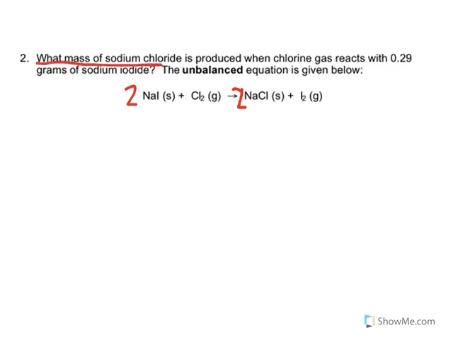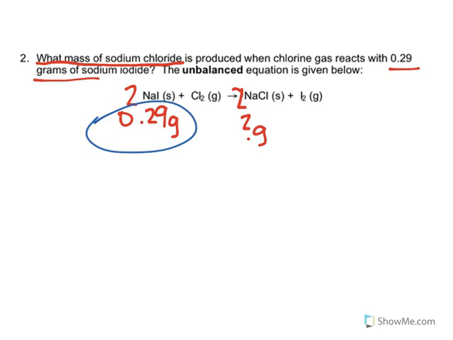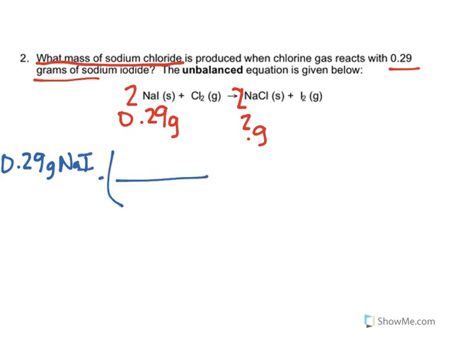What mass of sodium chloride, so how many grams of sodium chloride is produced when chlorine gas, they don't tell me how much, so I'm just assuming I have as much as I need. It's irrelevant to the problem, with 0.29 grams of sodium iodide. So this question's asking me to convert from 0.29 grams of NaI to how many grams of sodium chloride that is. So we'll just start with our 0.29 grams of NaI. Grams of NaI on the bottom to cancel. I'm going to moles of NaI.